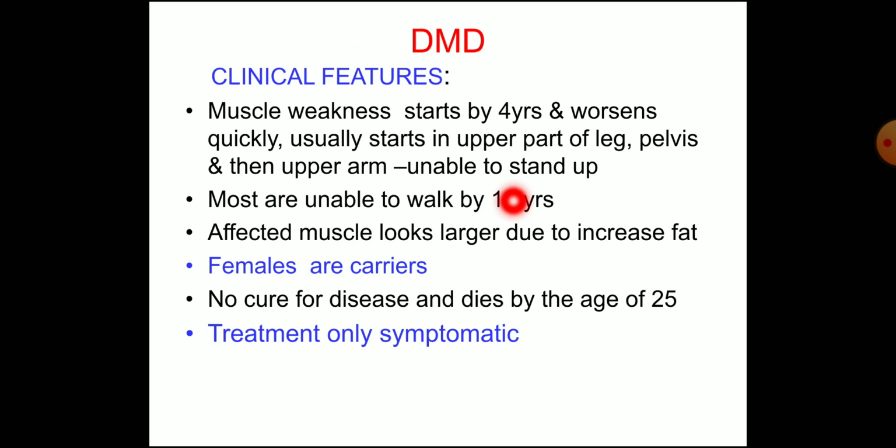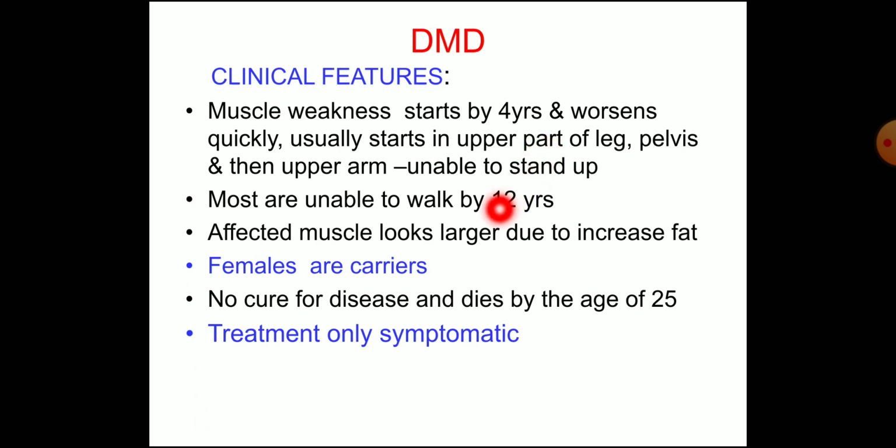Now the clinical features. There will be muscle weakness, starting by 4 years, and it worsens very fast. It usually starts in the upper part of the leg, pelvis, and the upper arm, and the patient is unable to stand up. The pelvic area and the upper part of the leg help in standing up, and similarly the upper arm. So these parts are affected, and that too early, when he is 4 years old.